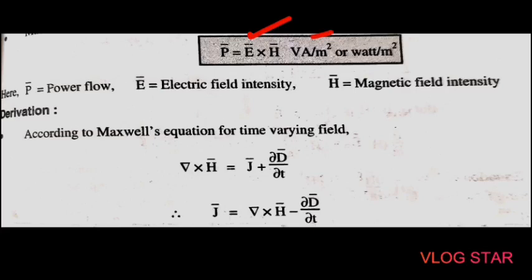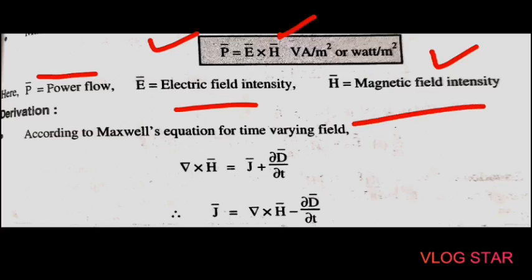So we can say the direction of this energy flow is in the direction of vector E bar cross H bar, and this direction is perpendicular to both E bar and H bar. Mathematically this Poynting theorem can be written as P bar is equal to E bar cross H bar, and the unit of this P bar is volt ampere per meter square or watt per meter square. Here P bar is nothing but power flow, E bar is the electric field intensity, and H bar is the magnetic field intensity.